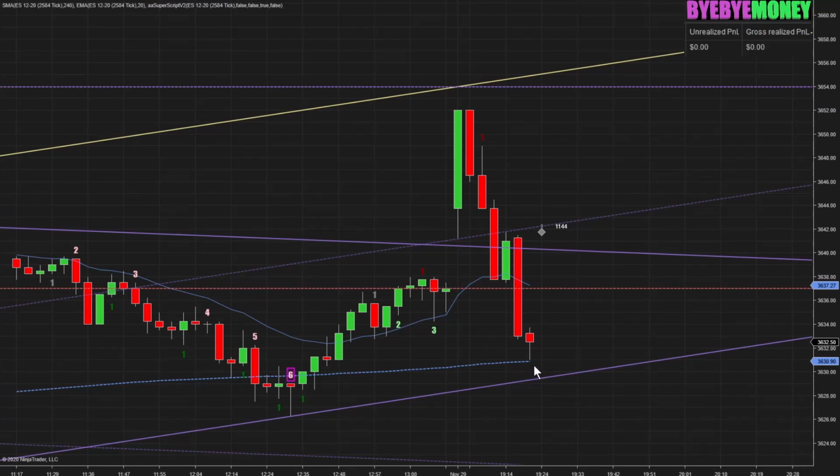240 SMA hit perfectly on the 2K chart. Made a scalp for those scalpers.